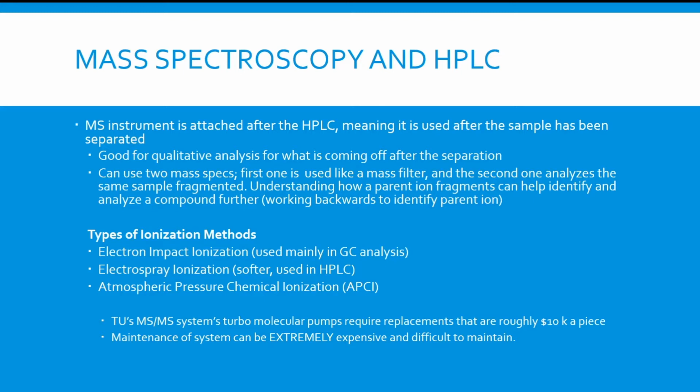So in regards to the mass spec machines themselves, they are very difficult to maintain, and the systems themselves are extremely expensive. The system's turbo molecular pumps, which require replacement frequently, are about $10,000 a piece. So you can imagine what the whole machine costs. It requires a lot of money, but they're really helpful in research since they can analyze compounds extremely usefully and specifically. So that is everything on mass spec and HPLC.